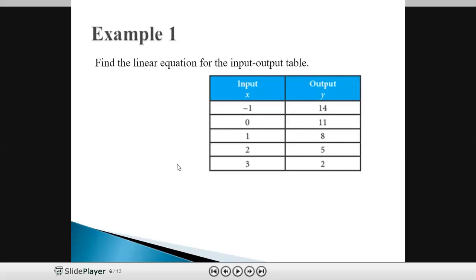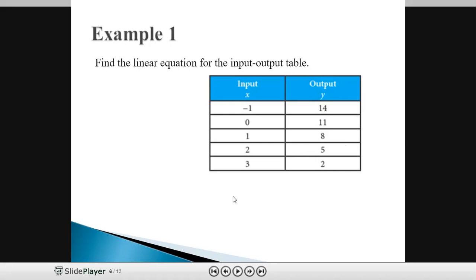First way is y2 minus y1 over x2 minus x1, right? Or we can find the difference between the y values, like 14 to 11. So what is the difference between them? You decrease by 3 every time, then we found the equation.